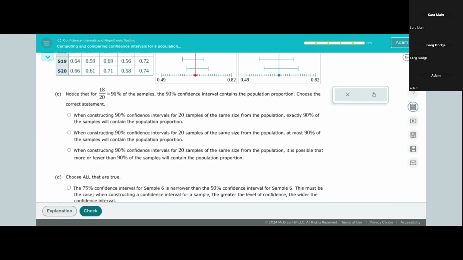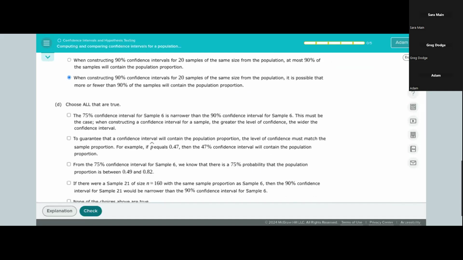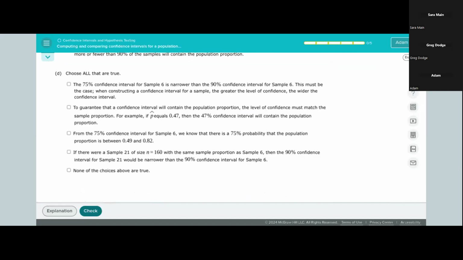And the third one says, when constructing 90% confidence intervals for 20 samples of the same size, it is possible that more or fewer than 90% of the samples will contain the population proportion. That's the true one. Okay, let's look at D. It says, choose all that are true. Okay, great. The 75% confidence interval for sample 6 is narrower than the 90% confidence interval for sample 6. Okay, they should be, right? This must be the case when constructing a confidence interval for a sample. The greater the level of confidence, the wider the interval. I just mentioned that, so that one's true.